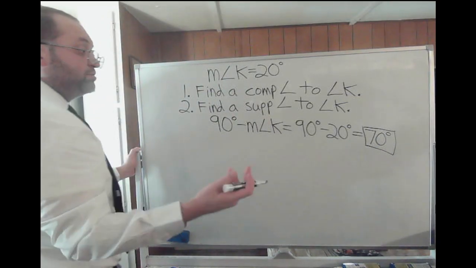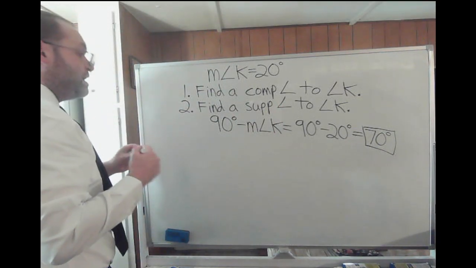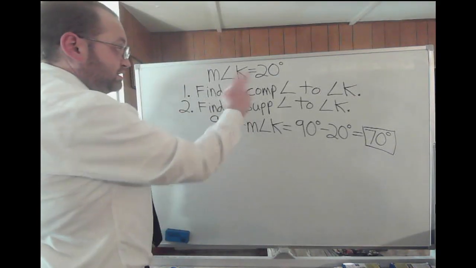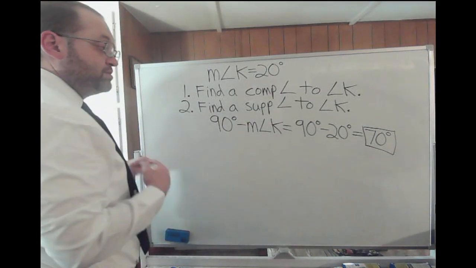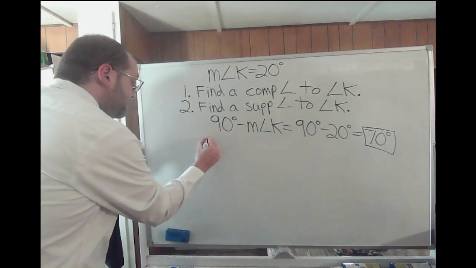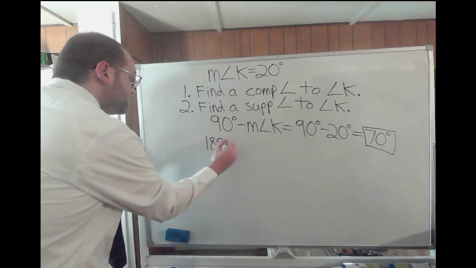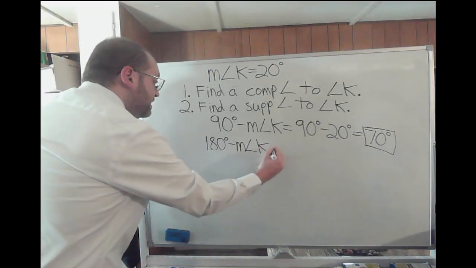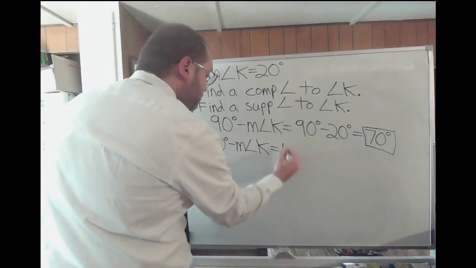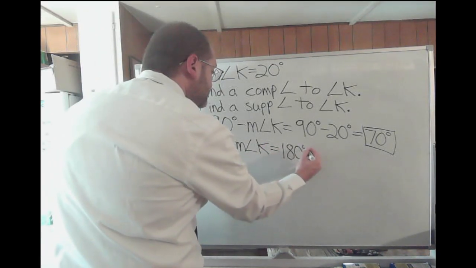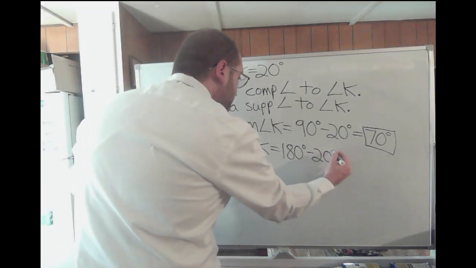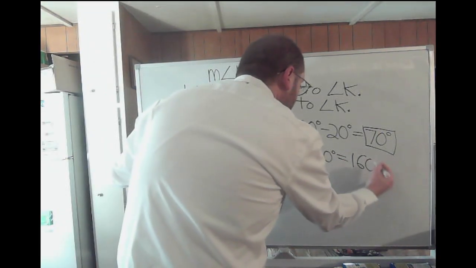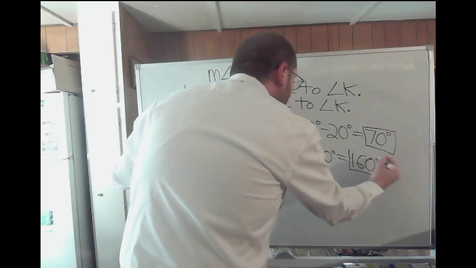Now to find the supplement of angle K, again, supplements, the missing angle plus the measure of angle K itself will add up to 180. So then you have to take 180 degrees minus the measure of angle K. That would be equal to, of course, 180 degrees minus 20 degrees, which means the supplement of angle K is going to be equal to 160 degrees.